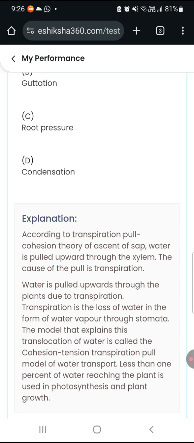Water is pulled upwards through the plants due to transpiration. Transpiration is the loss of water in the form of water vapor through stomata. The model that explains this translocation of water is called the cohesion tension transpiration pull model of water transport. Less than 1% of water reaching the plant is used in photosynthesis and plant growth.